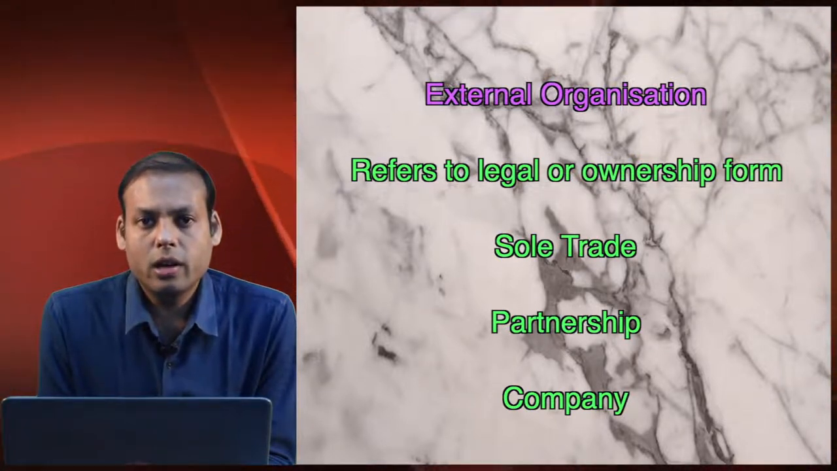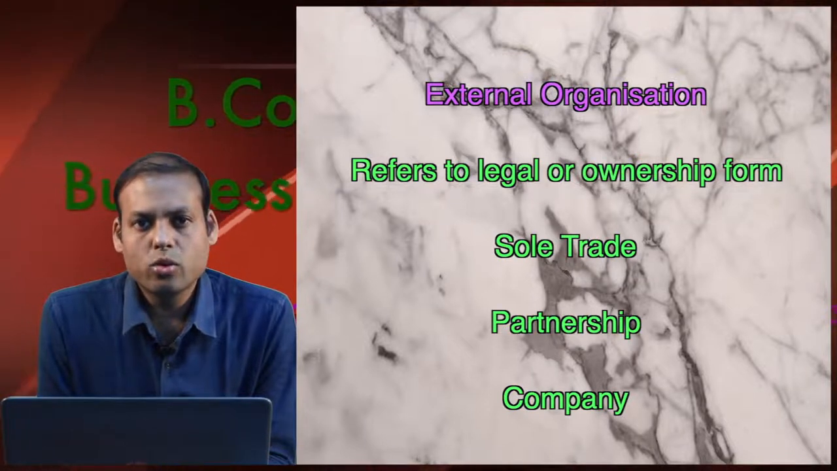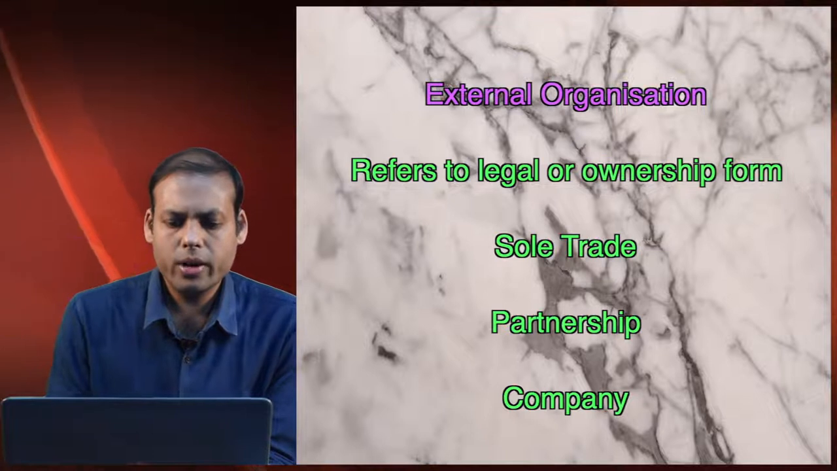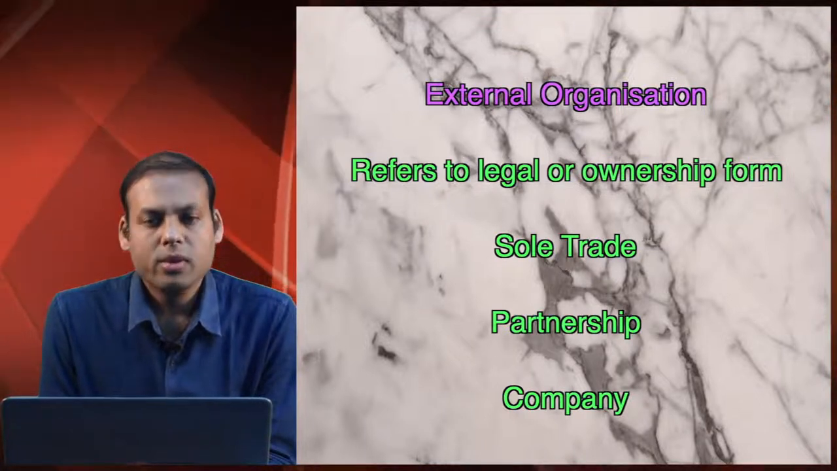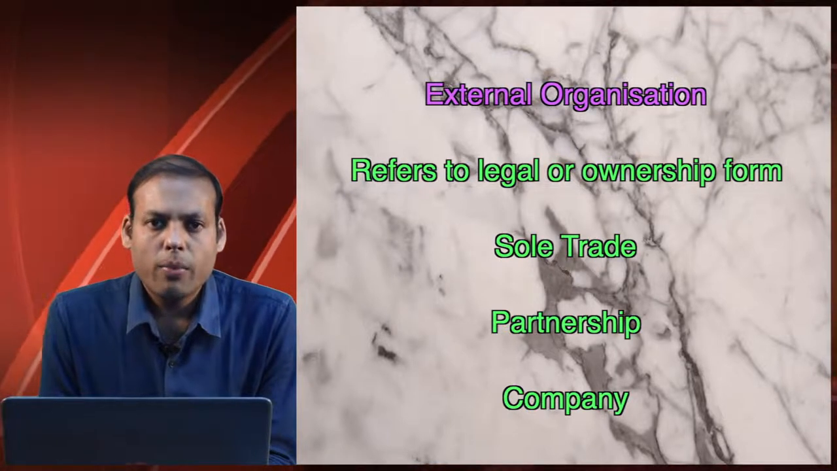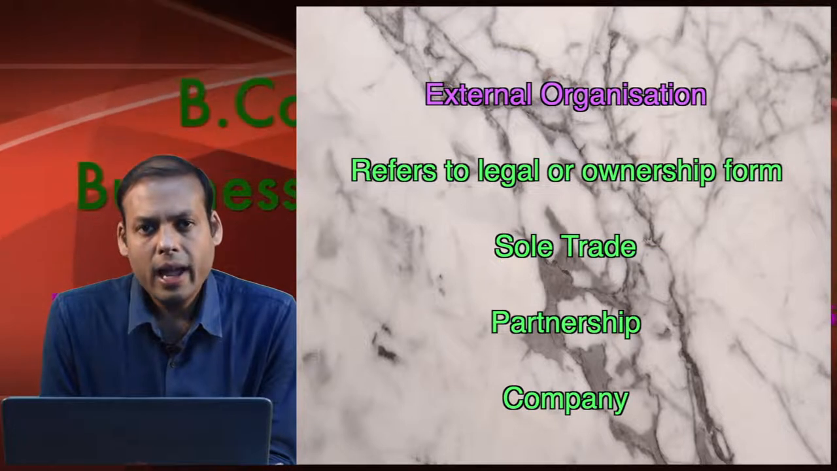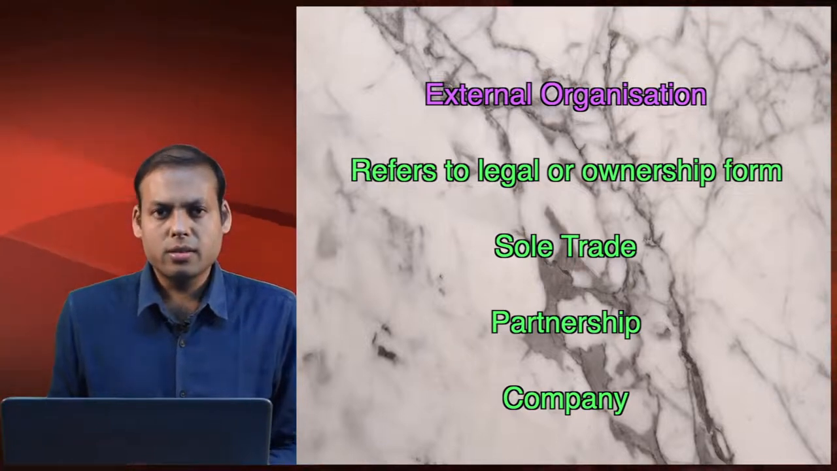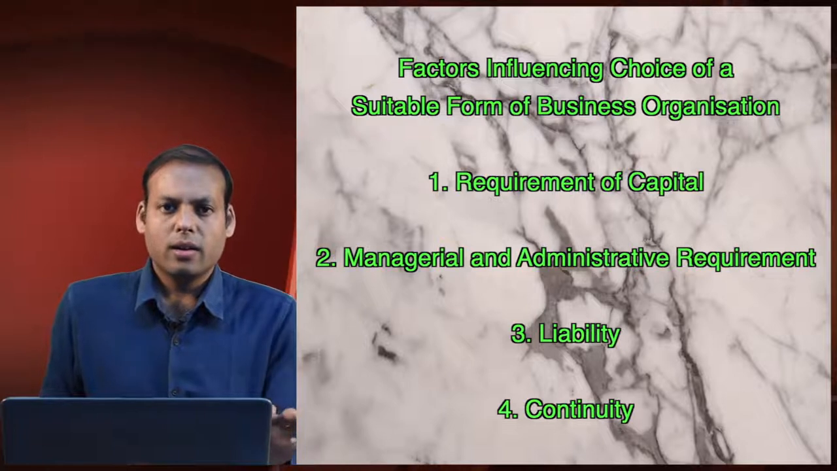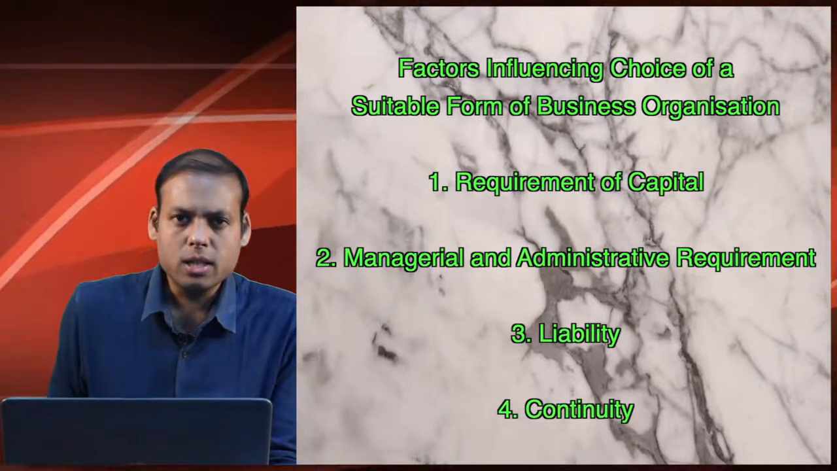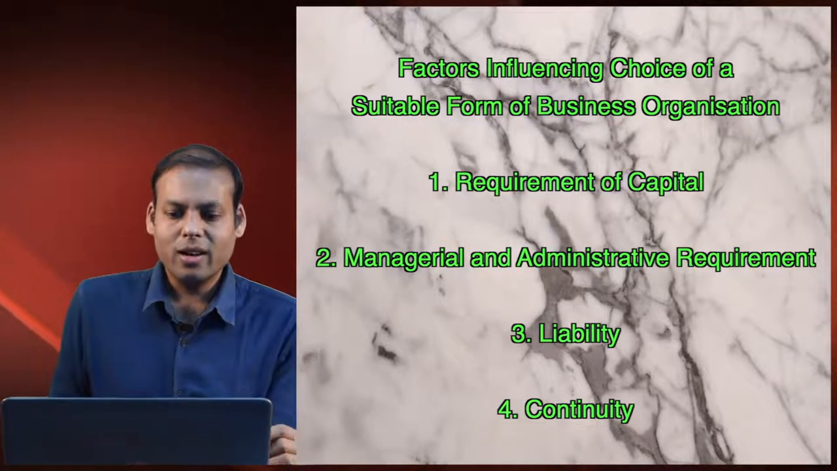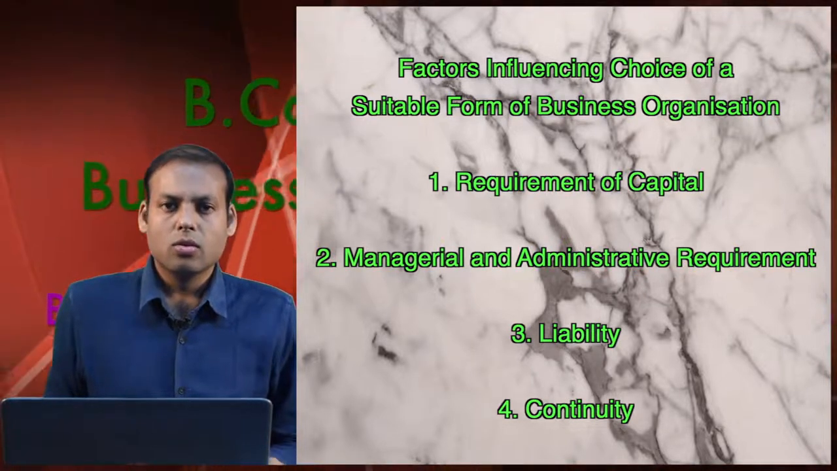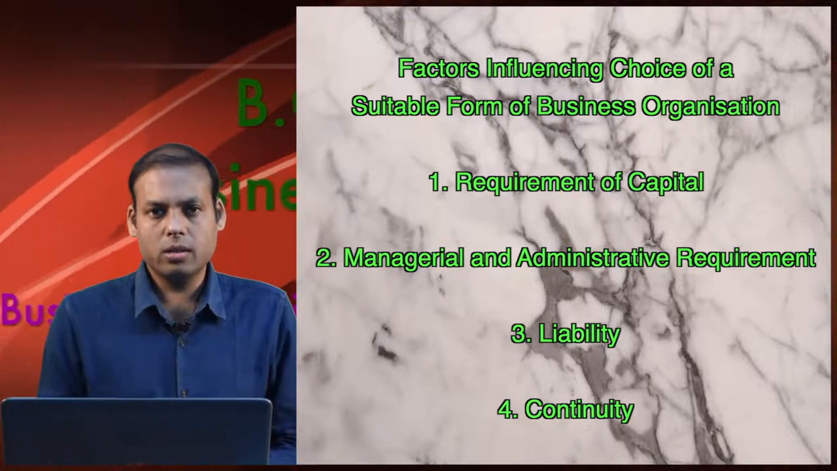You are aware of the different legal forms of business organization like sole trade business, partnership, joint stock company, cooperative firm, state enterprise, public corporation, government company, government department, joint ventures, public private partnership, etc. These are the external structures of a business organization. A business organization can start its business by choosing any of these, but there are certain factors that influence the decision over the choice of a particular form of business organization.